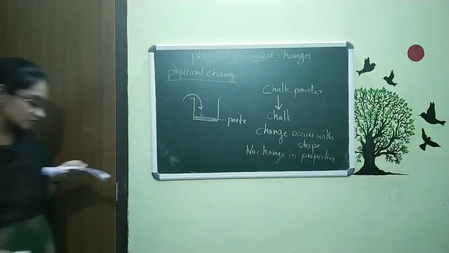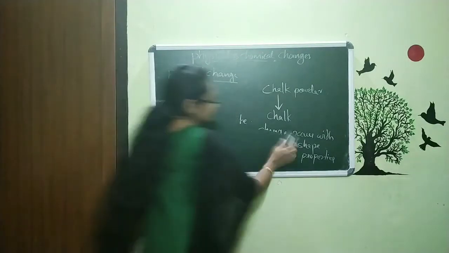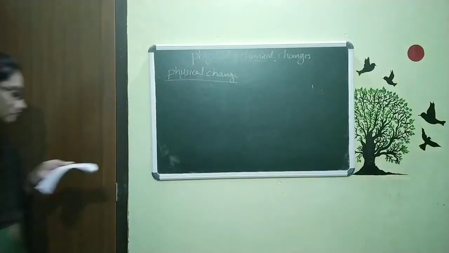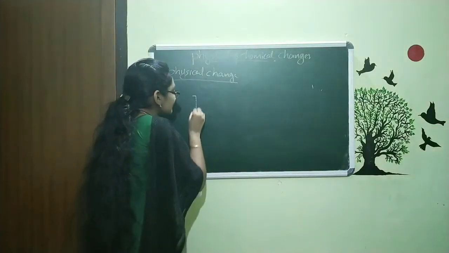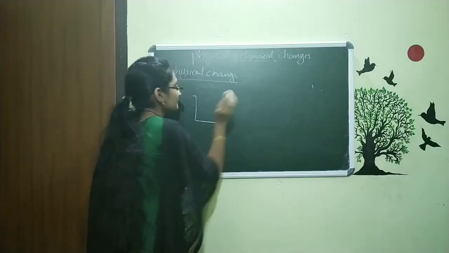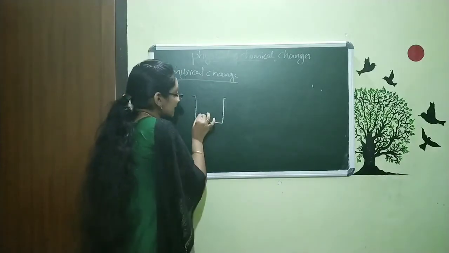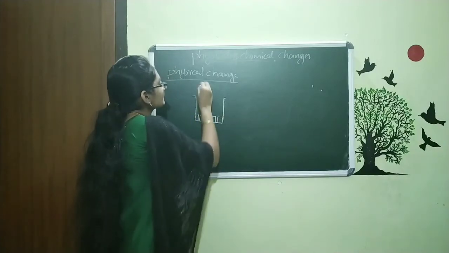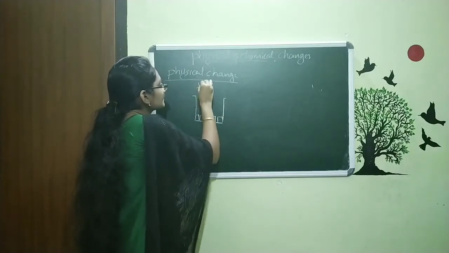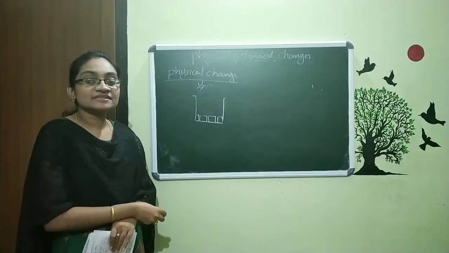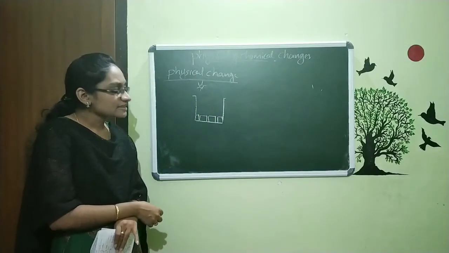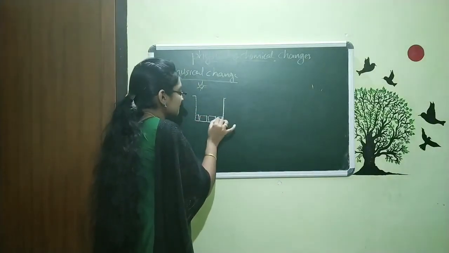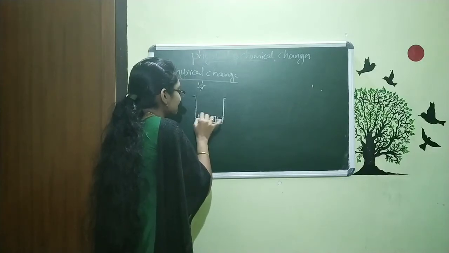So now we are going to discuss the third activity. The third activity is this: we are just taking one beaker and collecting some ice cubes and putting them under the sun. After some time, you can see the ice cubes started melting and produce water. You can see some water produced by melting the ice cubes.